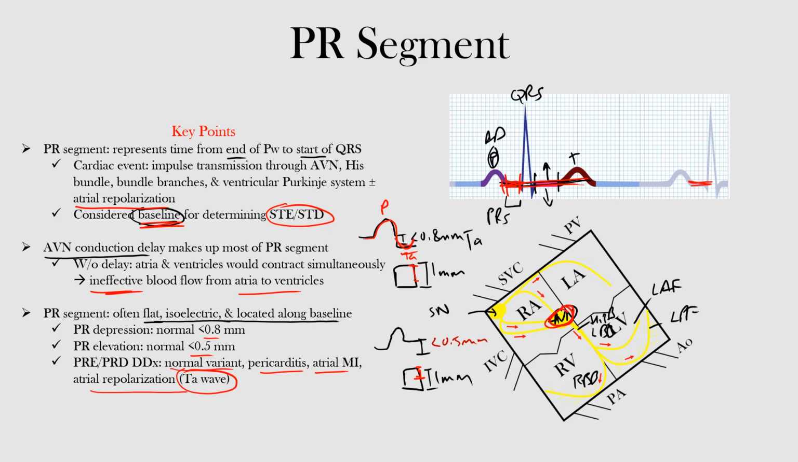Cases with more significant clinical features would be pericarditis, where you can see more significant PR elevation or depression, atrial infarction, as well as an atrial repolarization wave, or that TA wave we've mentioned. Well, that's the end of this lecture. We discussed the PR segment, specifically what it represents and how it should normally appear on the EKG.